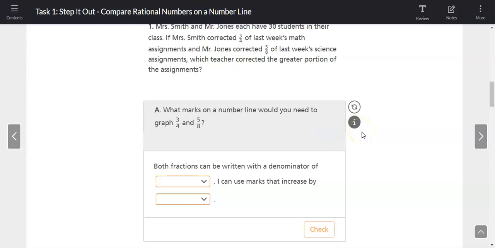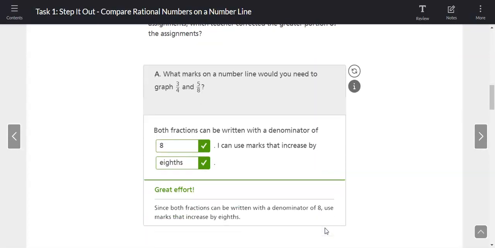What marks on a number line would you need to graph 3/4 and 5/8? So these 8 and 4, those are the denominators. They need to be the same for this to work. But we can change 4 into 8 because we can do 4 times 2 is 8. So both fractions can be written with the denominator of 8. I can use marks that increase by 8s. Let's check it. Since both fractions can be written with the denominator of 8, use marks that increase by 8s.